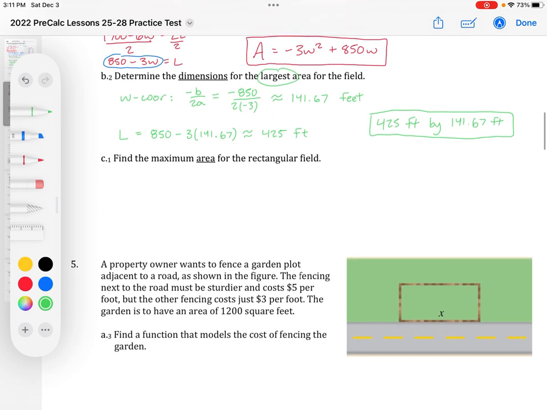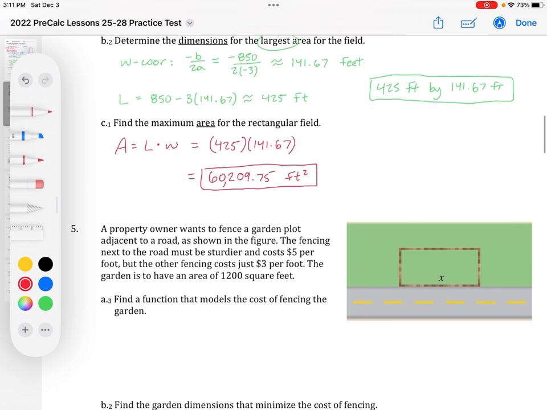Okay, so let's move on to what is that maximum area? Well, if you remember from a little bit above, we said area is length times width, and now we know our length is 425. We know our width is 141.67. So if we multiply those dimensions together, you get 60,209.75 square feet. All right, so that would be your area.